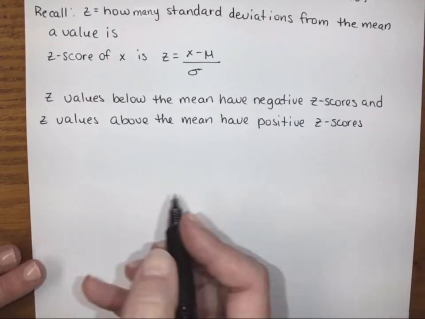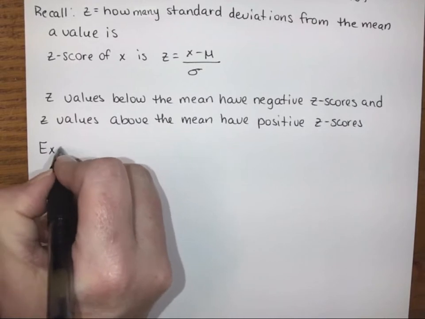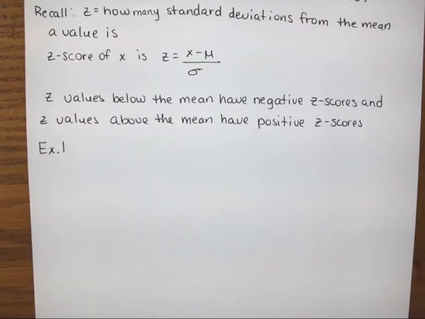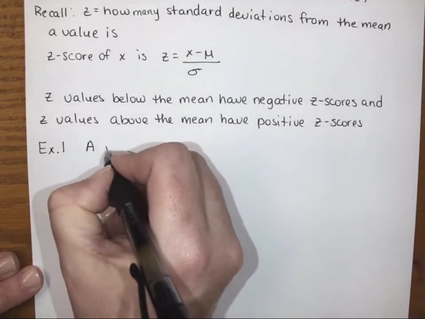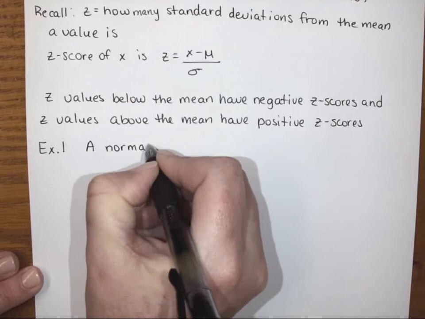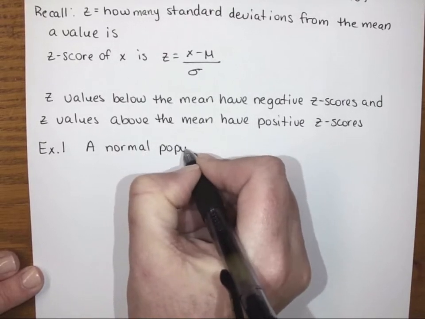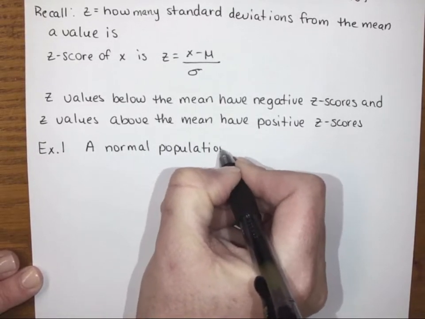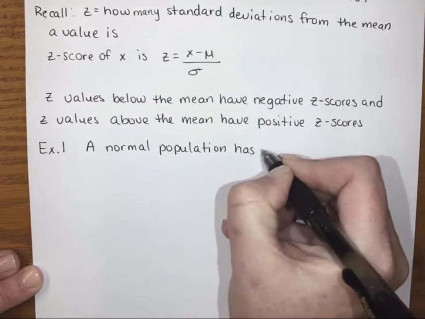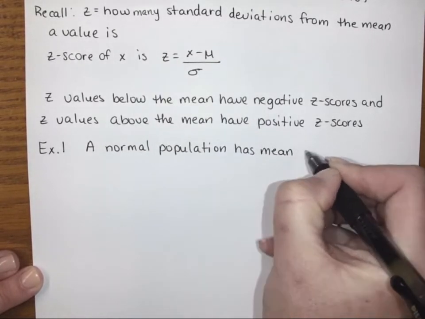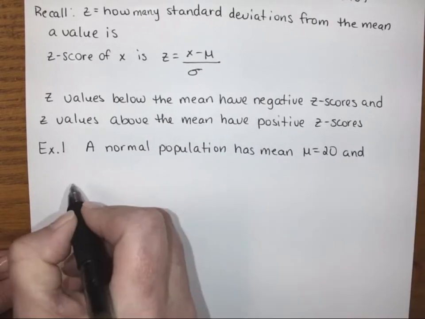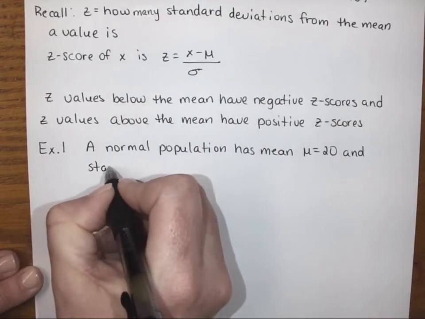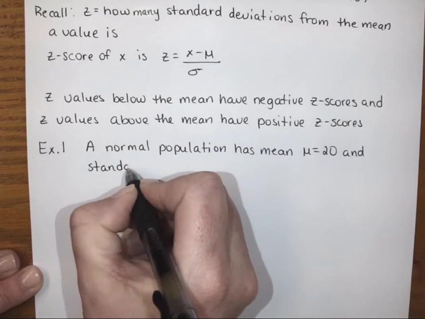Also remember that the chart always reads less than a certain z-score, so we're going to have to make adjustments if the problem asks for more than. So let's just get to the first example. Let's say that you have a normal population, and that population has a mean of 20 and a standard deviation of 4.